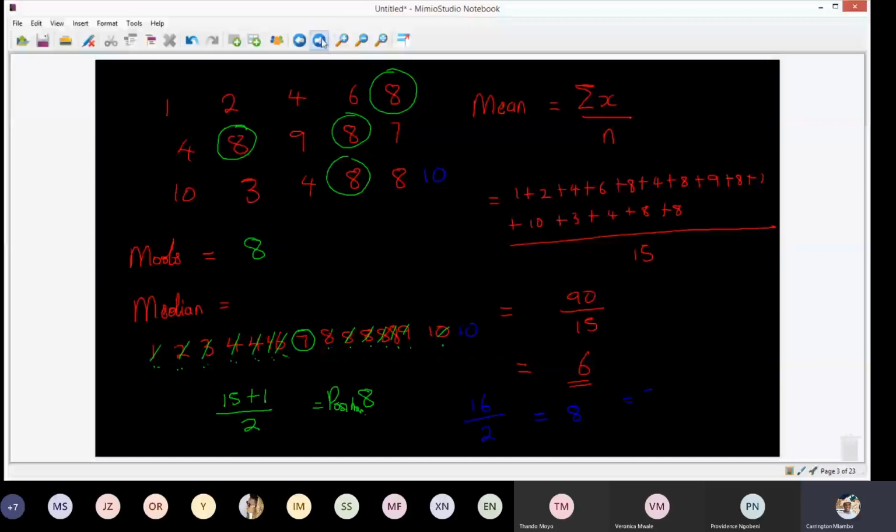so that we don't mix up with this. Let's say we have 1, 4, 5, 3, 2, 1. Let's find the median. We can rearrange. We have 1, 1, 2, 3, 4, 5. Right. So how many items do we have? Our n is 6. So the position of the median is 6 divided by 2, which is 3.